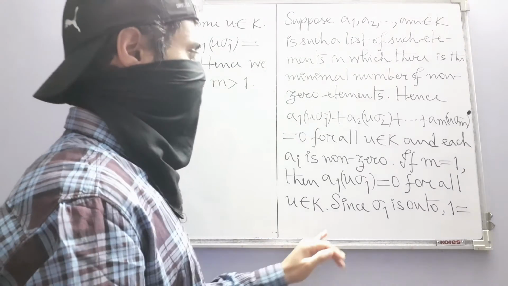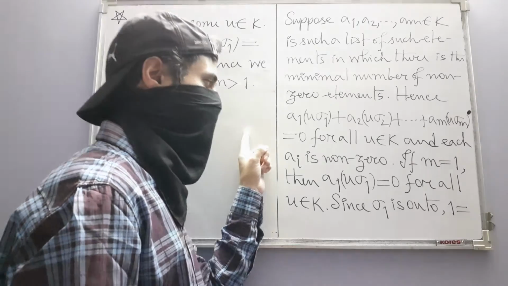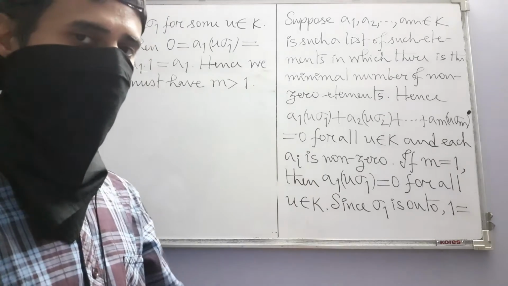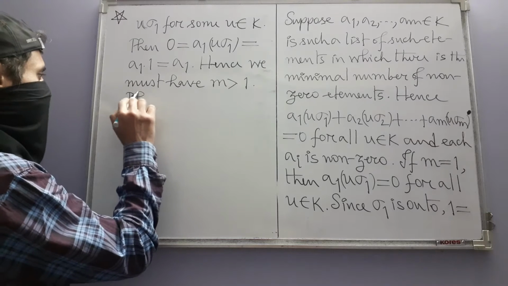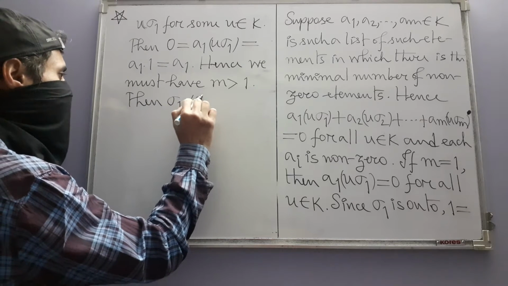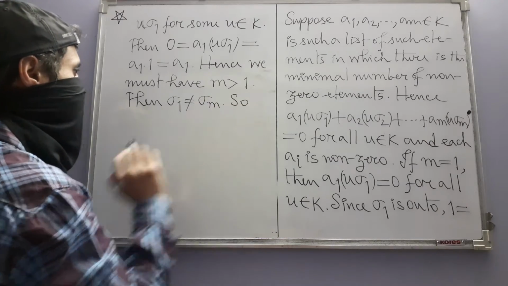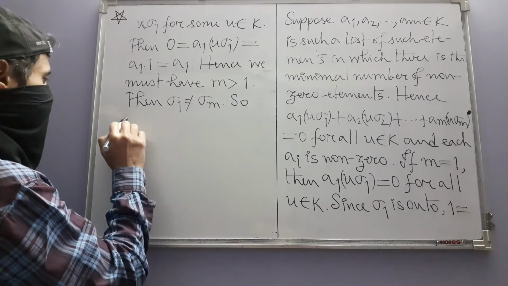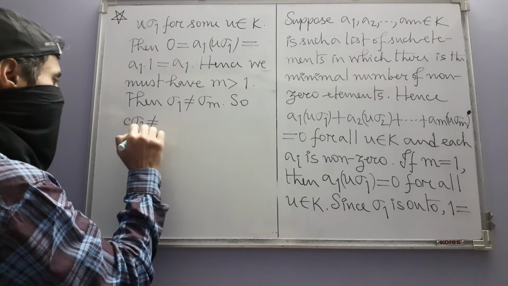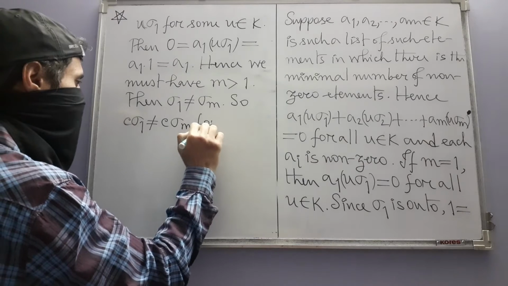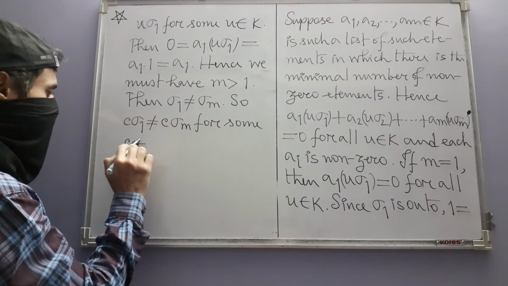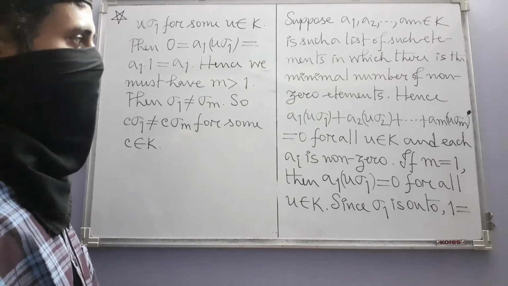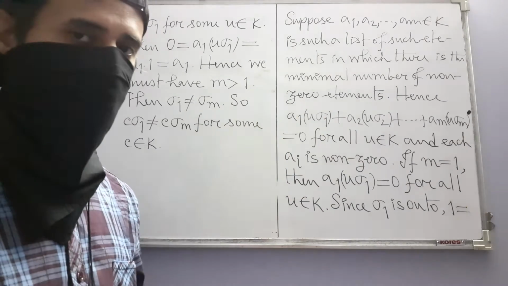Now, because m is greater than 1, and originally we considered the hypothesis that the sigmas are all distinct, sigma 1 is different from sigma m. So these two automorphisms differ at some point, some field element. So C sigma 1 is not equal to C sigma m for some C in K. Okay. And now we are going to use this element C in this relation itself, in this general relation.